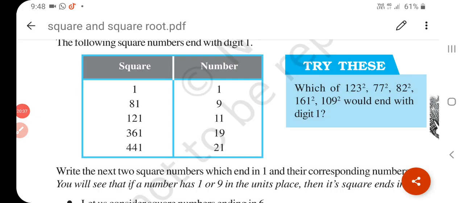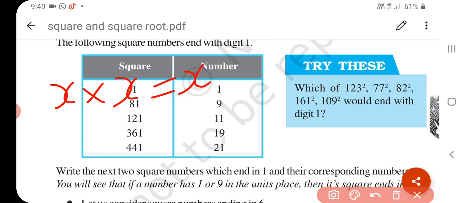So now this is your chapter 6, square and square root. What is a square? What is a square number? In general, if a natural number m can be expressed as n square, where n is also a natural number, then m is a square number. Or you can say that if x is any number, then x into x can be written as x square, where x is the base and 2 is the power.